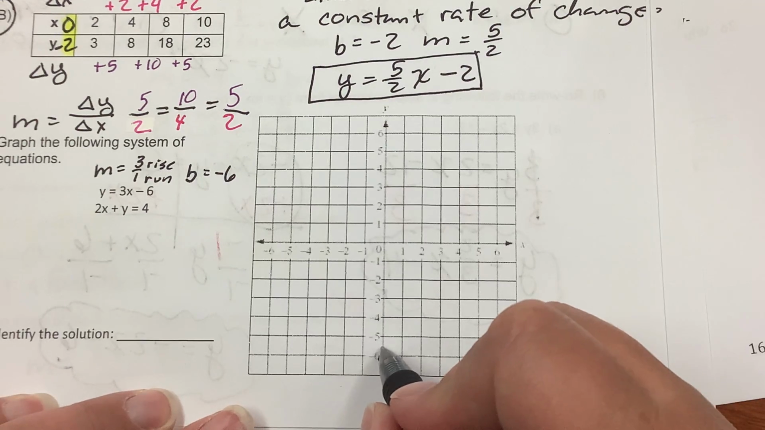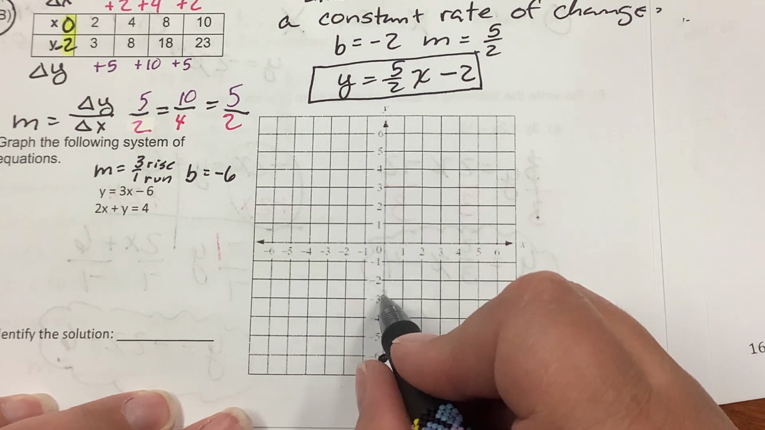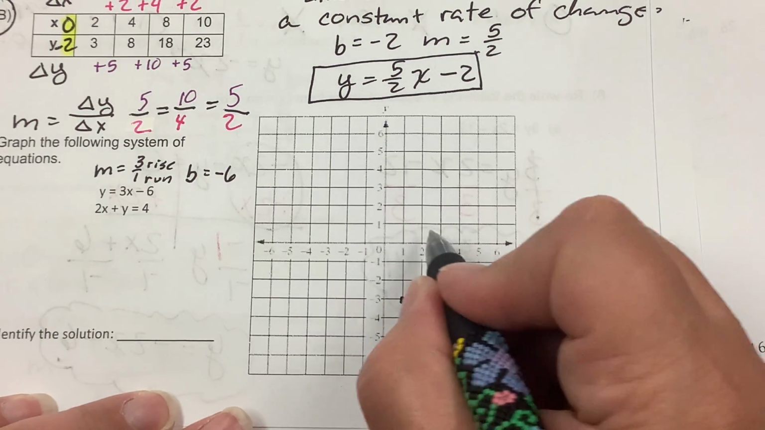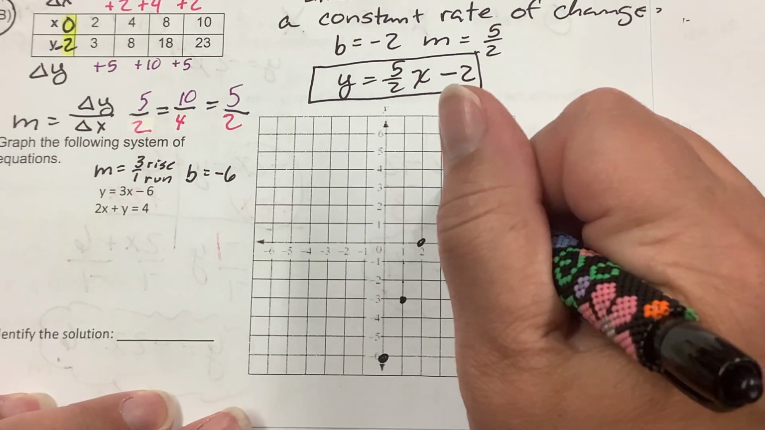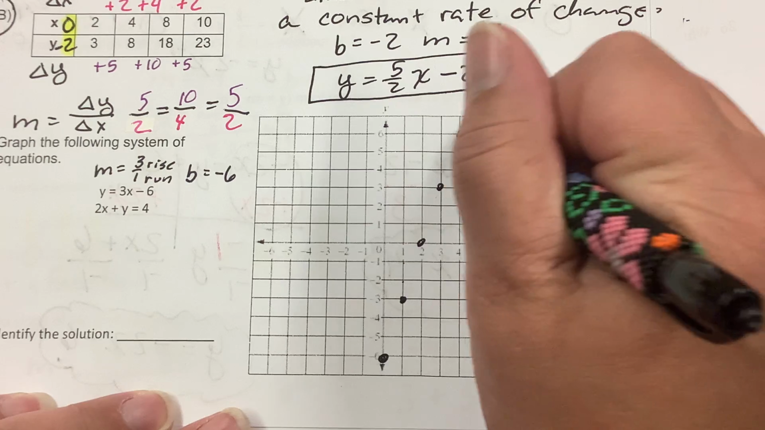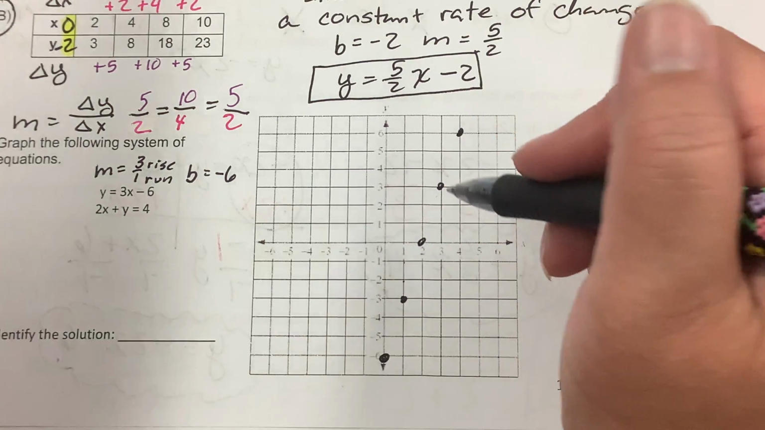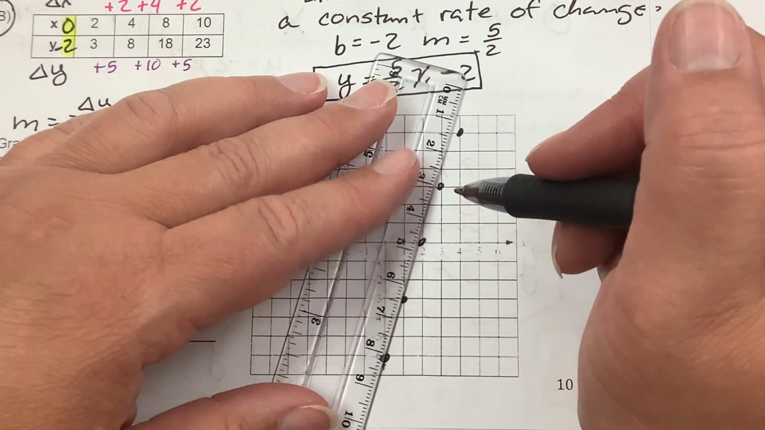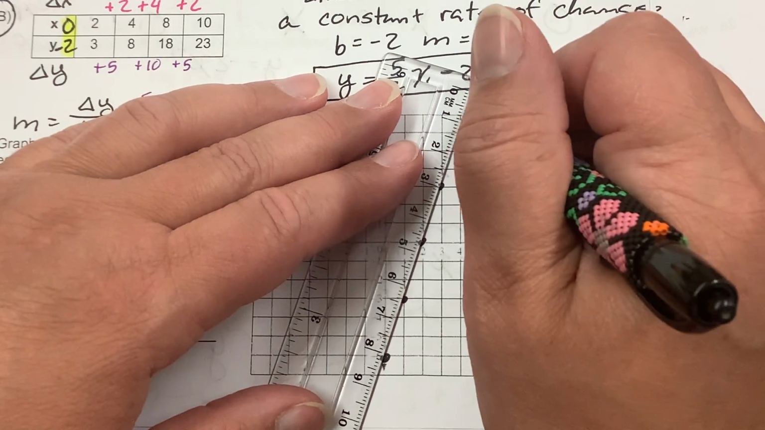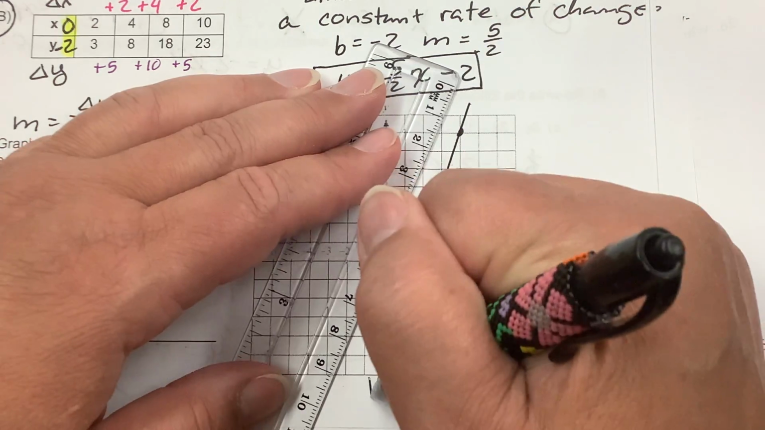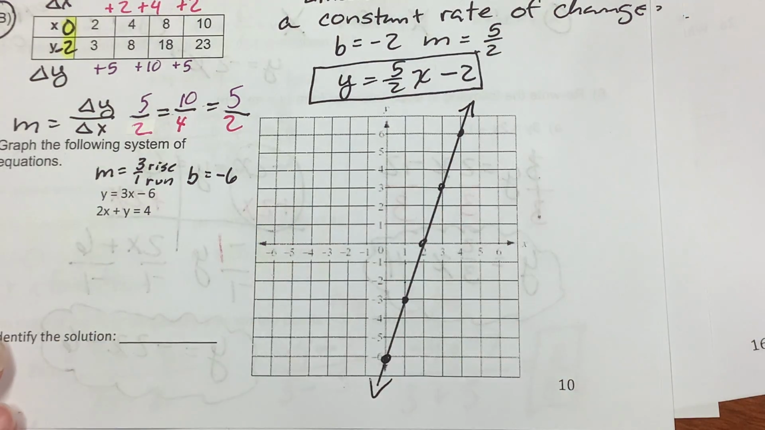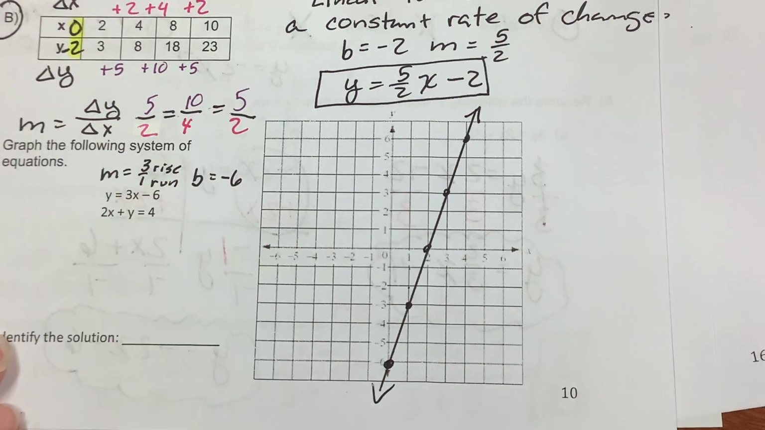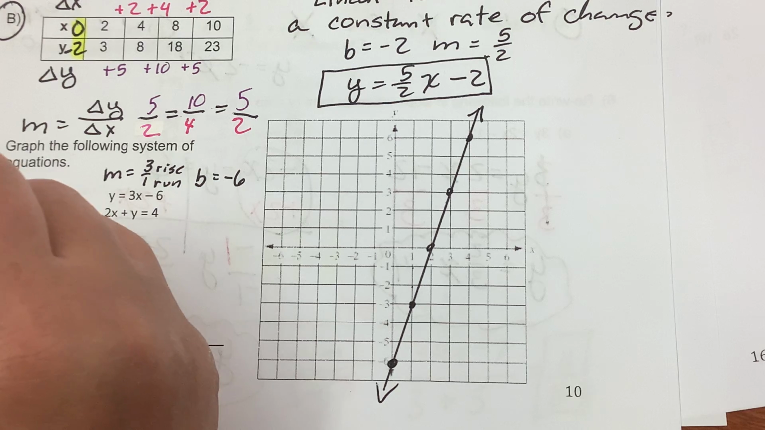And I'm going to rise 3, 1, 2, 3, and run to the right 1. Rise 3, 1, 2, 3, run 1. Rise 3, run 1. All the way across. So there is my first line. I like that line because I didn't have to do any work and I didn't want to do any work. Yay. Now this one, oh dear, there's a lot of work involved. I'm going to have to write that over here.